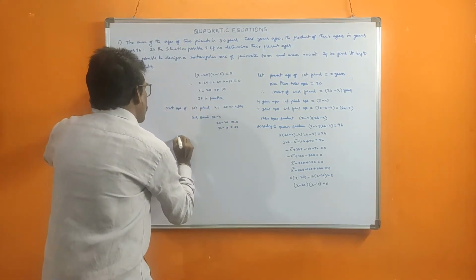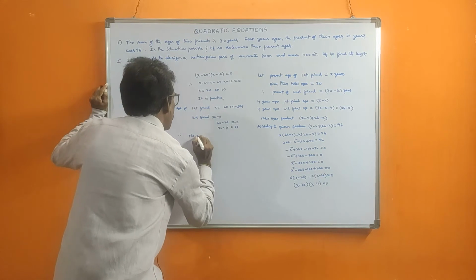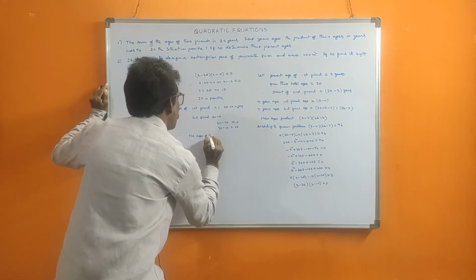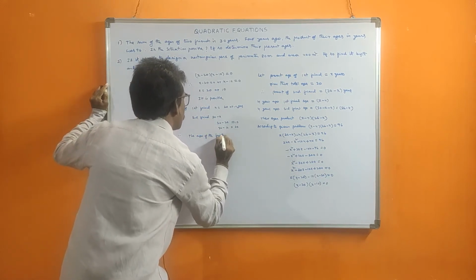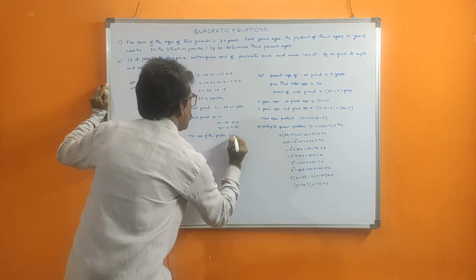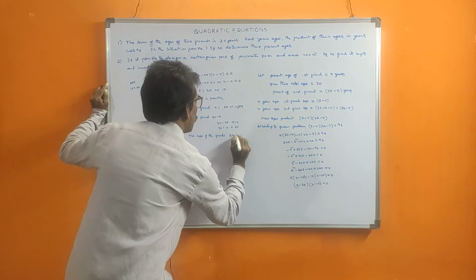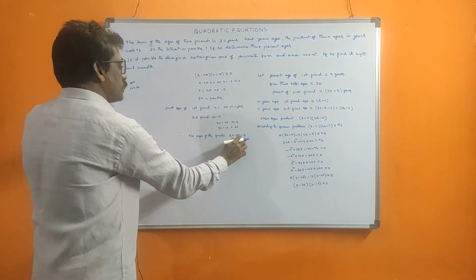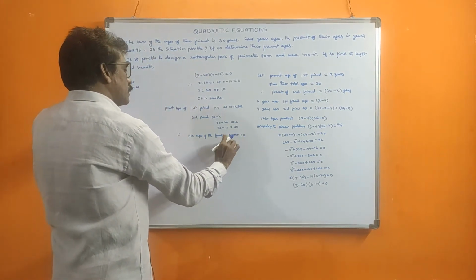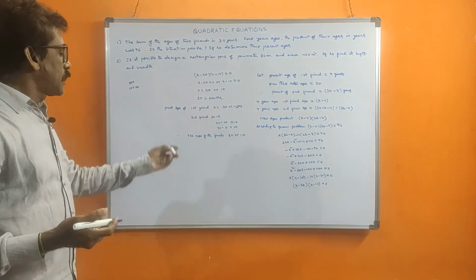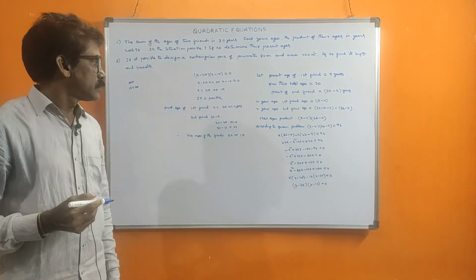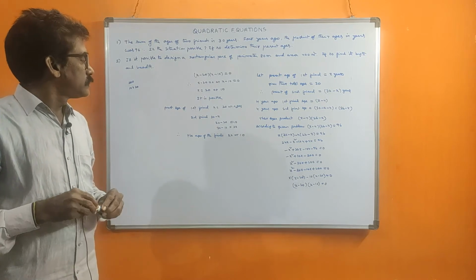So, therefore, the ages of the friends are 30 or 20 or 10. If one is 20, the other one is 10. If one is 10, the other one is 20. Like that, their ages are 20 and 10.